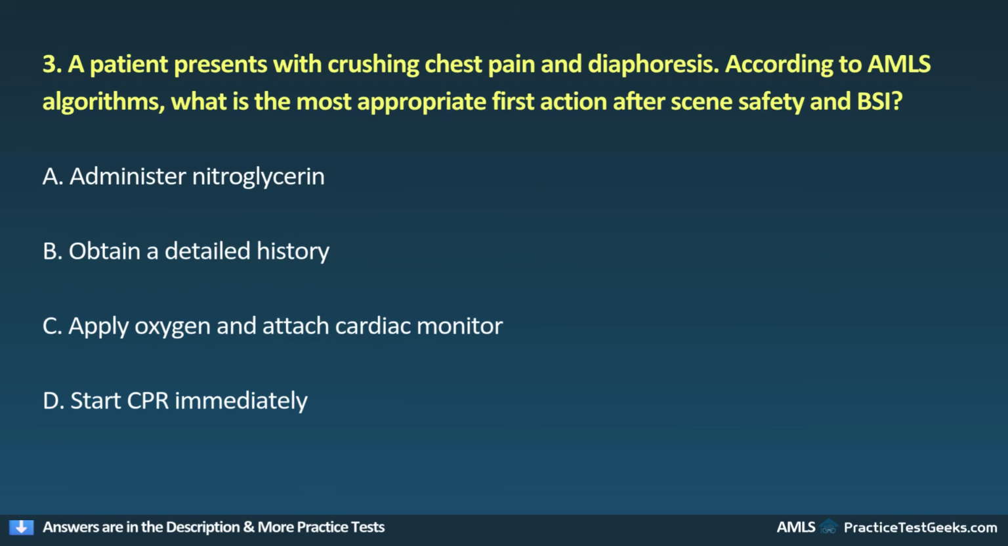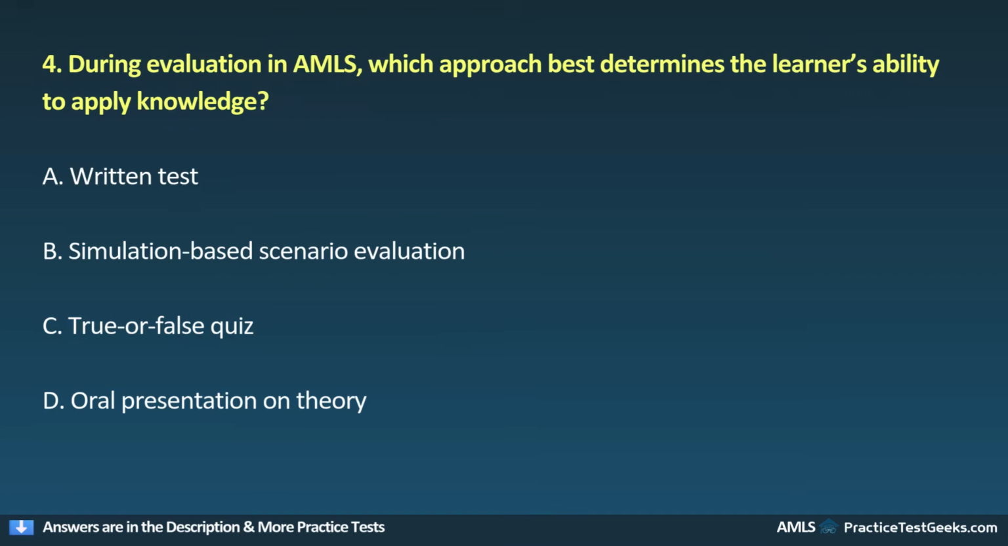3. A patient presents with crushing chest pain and diaphoresis. According to AMLS algorithms, what is the most appropriate first action after scene safety and BSI? A. Administer nitroglycerin. B. Obtain a detailed history. C. Apply oxygen and attach cardiac monitor. D. Start CPR immediately.